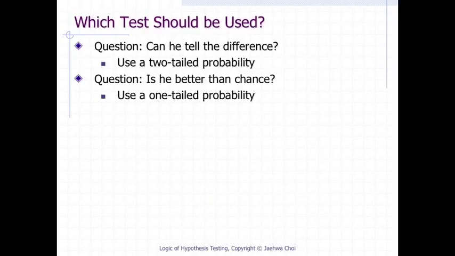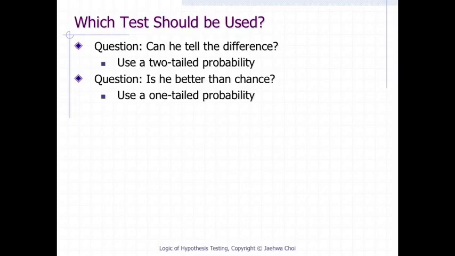Should the one-tailed or the two-tailed probability be used to assess Mr. Bond's performance? That depends on the way the question is posed. If we are asking whether Mr. Bond can tell the difference between shaken or stirred martinis, then we would conclude he would have performed either much better than chance or much worse than chance. If he performed much worse than chance, we would conclude that he can tell the difference, but he does not know which is which. Therefore, since we are going to reject the null hypothesis if Mr. Bond does either very well or very poorly, we will use the two-tailed probability.